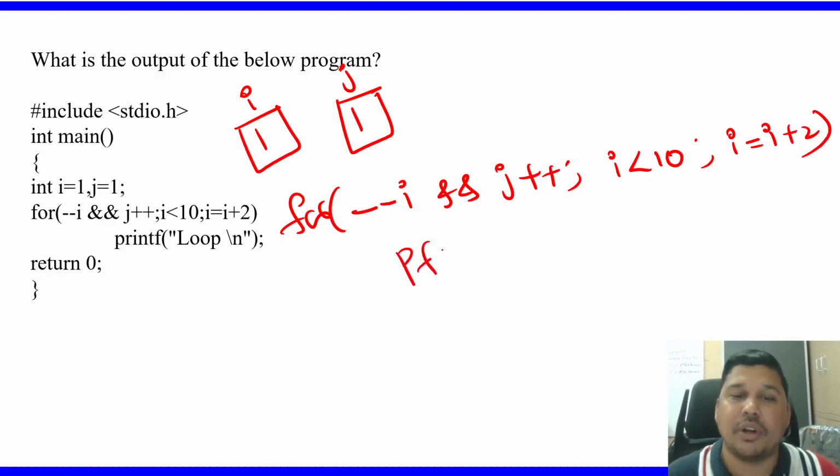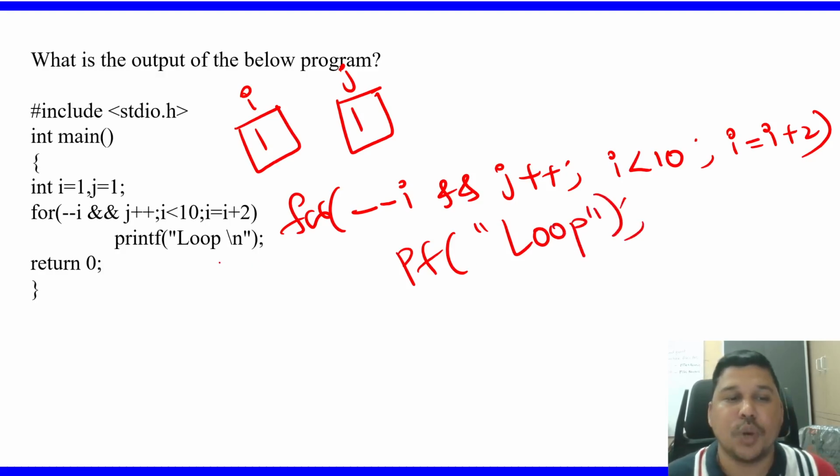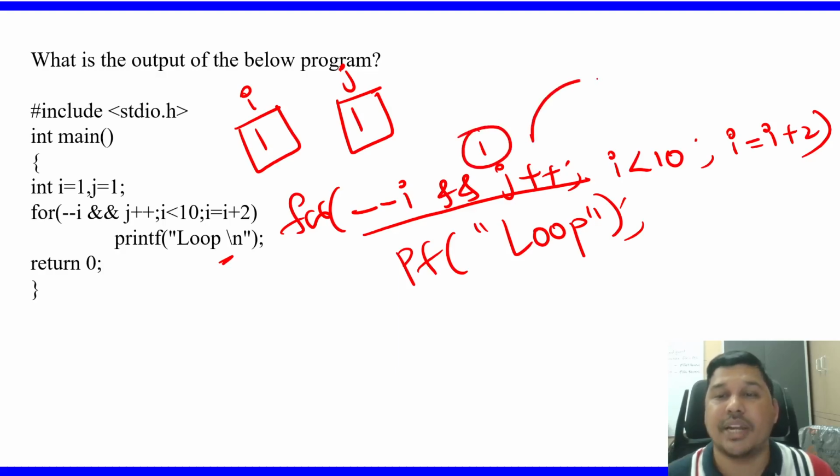I have to printf "loop" with a new line character. See how it happens. Initialization happens only once. From here it will go to the condition. If the condition is true, enter the body.